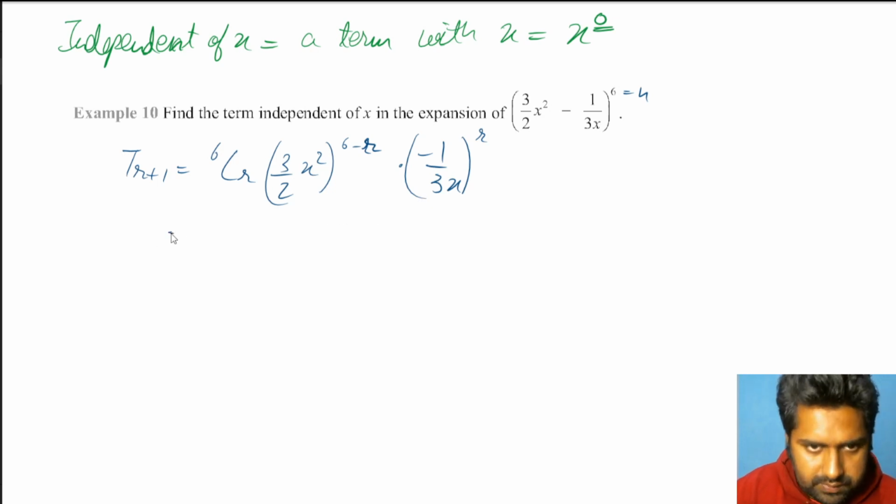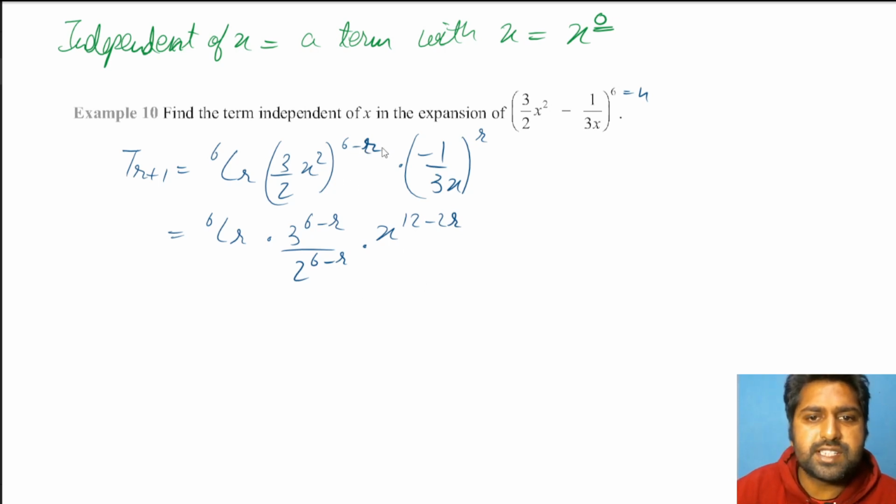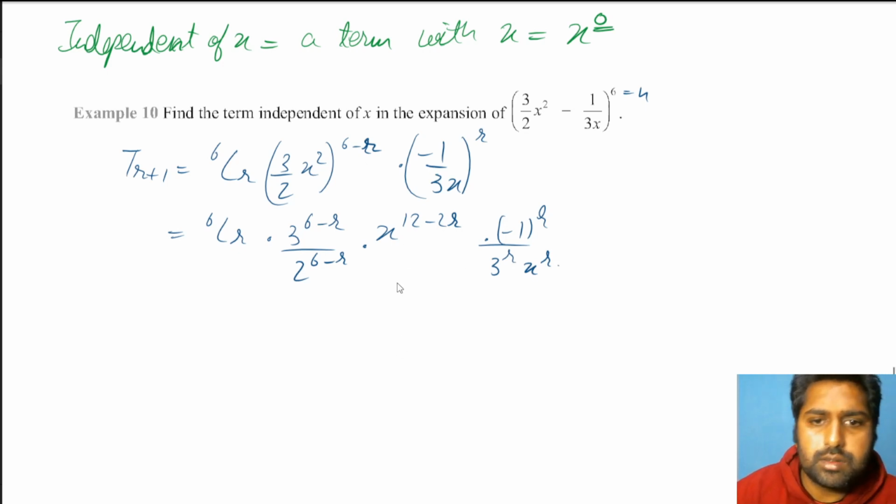Separate the powers. 6CR. This (6 − r) power will be distributed to each and every term. So I'm writing 3^(6−r), 2^(6−r), (x^2)^(6−r). Power raised to power will get multiplied, so x^(12 − 2r). I have distributed the (6 − r) power to each term. Same thing you have to do here also: (−1)^r, 3^r, x^r. Now focus on the power of x. Don't solve anything else. If you want, you can, but don't solve right now.